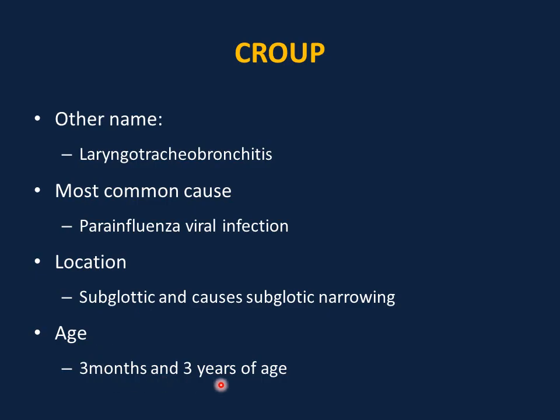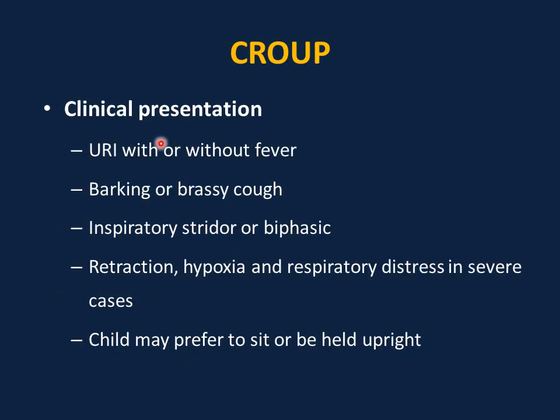It presents commonly in infants and young children between 3 months and 3 years of age. Clinical presentation of croup: usually they present with URI, or upper respiratory tract infection, like runny nose and congestion, with or without fever. The fever can be low grade and can also be high. Barking cough or brassy cough is very specific and unique, the characteristic of croup. Inspiratory stridor or biphasic stridor, inspiratory and expiratory. Retraction, hypoxia, severe respiratory distress in severe cases. The child might prefer to sit or be held upright.